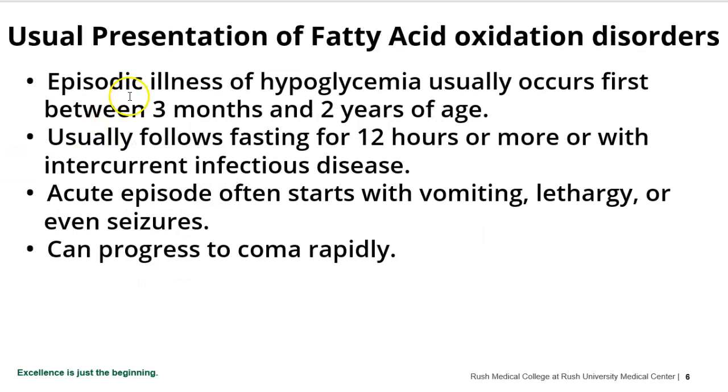So the usual presentation of a fatty acid oxidation disorder is episodic illnesses of hypoglycemia occurring between 3 months and 2 years of age. This usually presents with fasting of 12 or more hours, and or maybe an intercurrent infectious disease, a viral illness of some sort. So what happens? The baby, young infants, eat every 2 or 3 hours, and they're not as good at maintaining homeostasis.